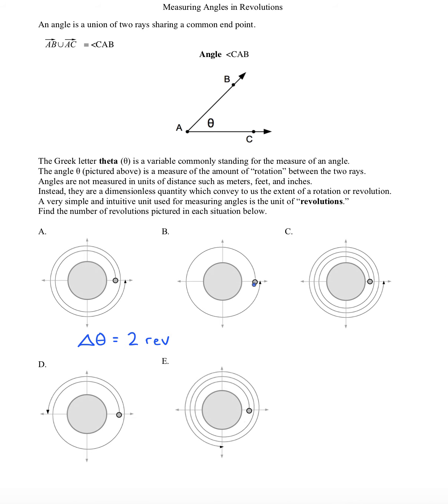Alright, so in the next case, the object travels once around, so that's going to be a delta theta of 1 rev. This one makes 3 rev, 3 revolutions. Here we could use a fraction or a decimal, 1.5 rev. And the last one was 2.75 rev. Okay, that's the unit of revolutions.